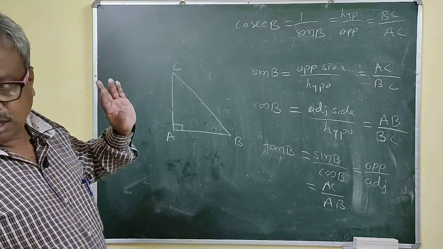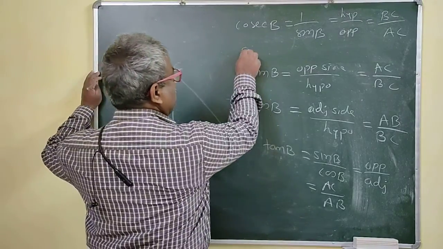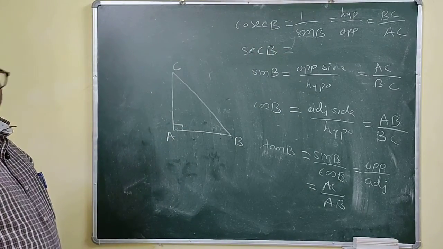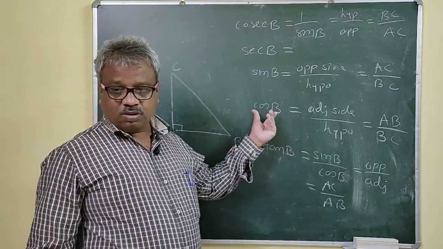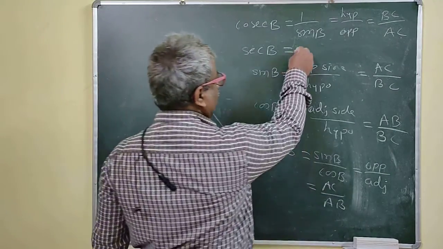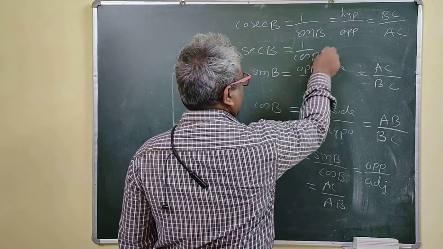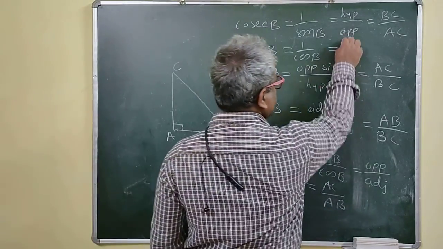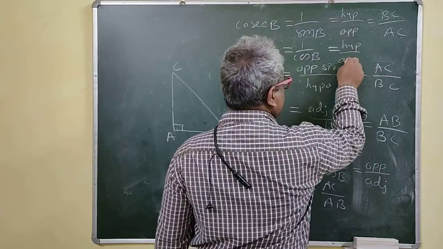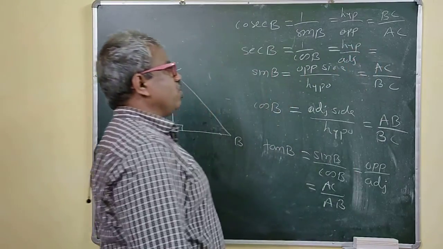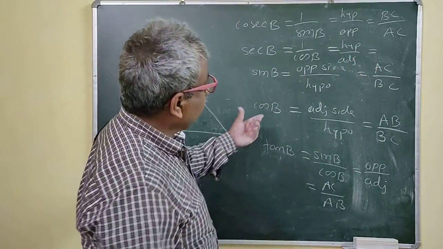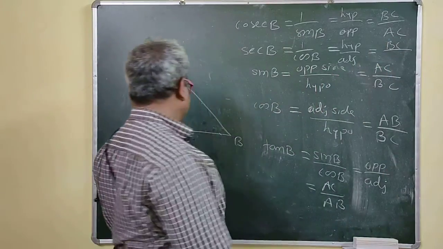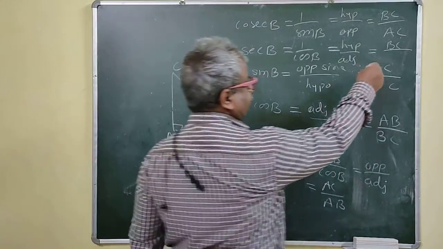This is cosec. And then this is sec B. So sec B is nothing but the reciprocal of cos B, right? So 1 upon cos B means hypotenuse upon adjacent side. What is your hypotenuse? Hypotenuse is your BC. What is your adjacent side? Adjacent side is AB.